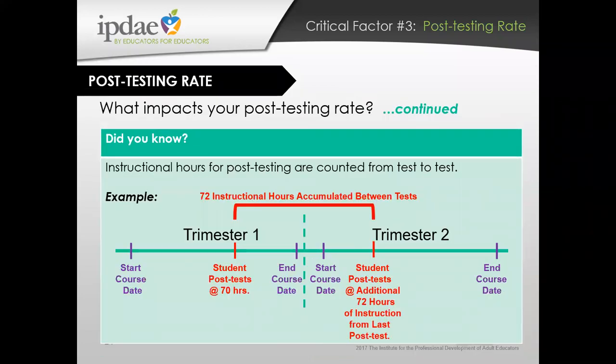So, how do we count instructional hours to determine if a student has met the minimum number of hours? In this example, the student post-tested early in the first trimester. So instructional hours accumulate after the first post-test, right? You add these instructional hours during the second semester. Together, the sum of the total hours here equals 72 hours, which, according to the test publisher, meets the minimum instructional time requirement. Since the student is ready to post-test, he can be tested at 72 hours rather than having to wait to post-test at the end of the trimester.